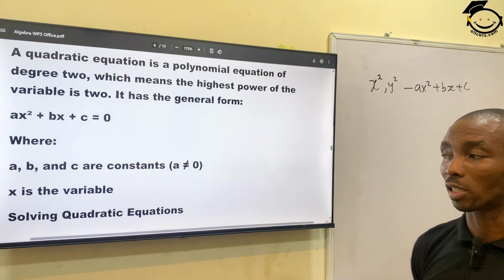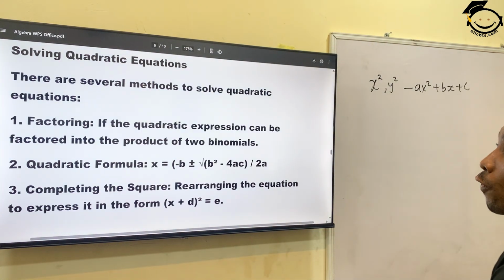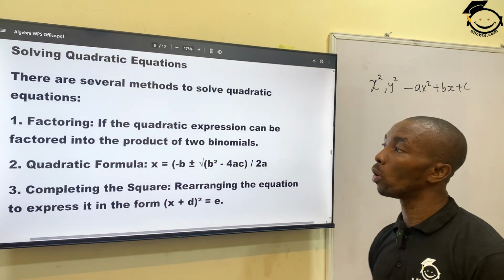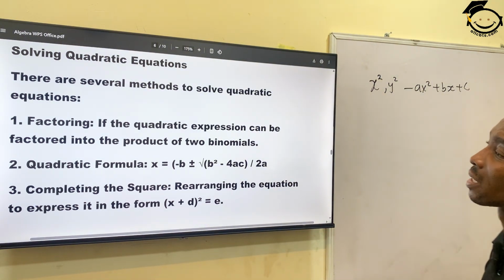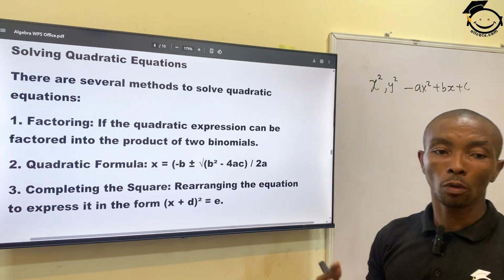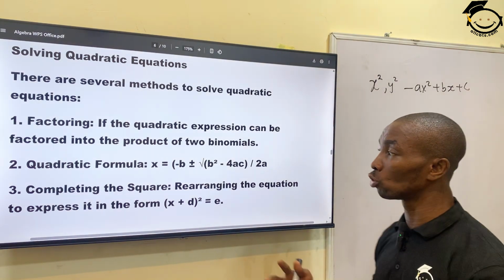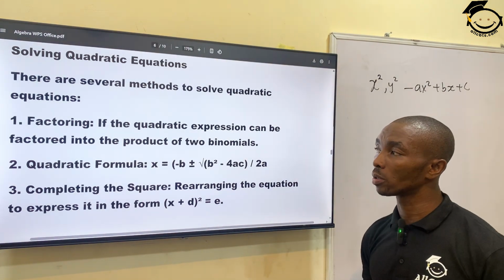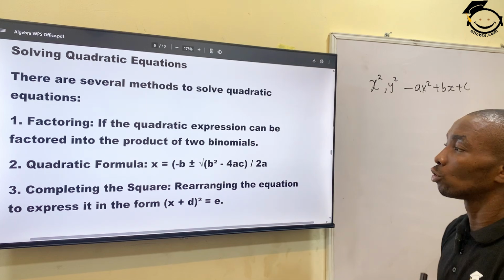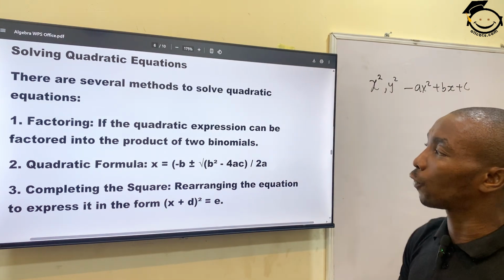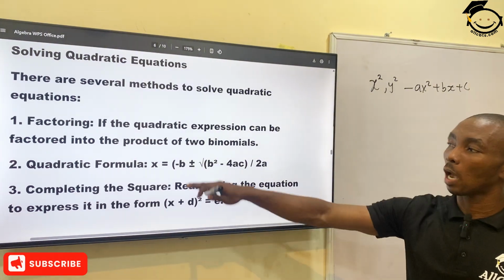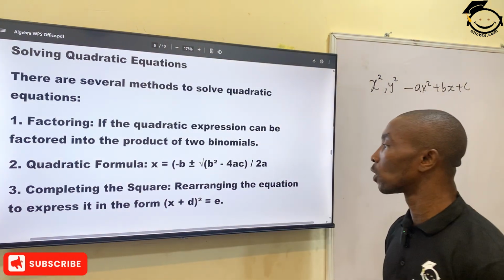Now, in solving quadratic equations, there are several steps or methods to follow. First of all, we look at whether the quadratic expression can be factored into two products. If we are able to factor the quadratic expression, then it becomes easier to solve. If we cannot find the factors of our quadratic equation, we can use the quadratic formula to solve it.